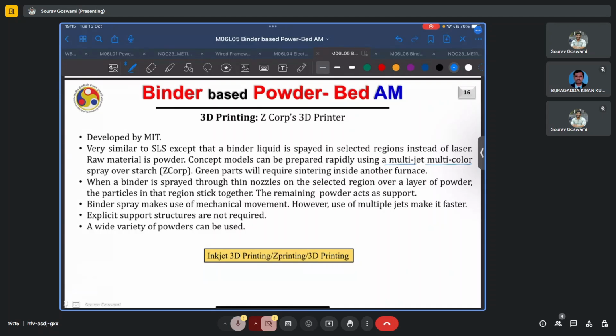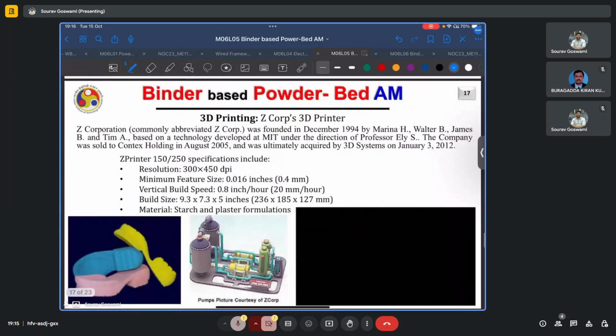And as we already saw, a wide variety of powders can be used, whether they are metallic powders, ceramic powders, or polymeric powders. And this is the first technology that was given the name of 3D printing because it was very similar to the inkjet printing methodology. Z-Corp was founded in December 94, by Marina H., Walter B., James B., and Tim A., based on a technology developed at MIT under the direction of Professor L.E.S.